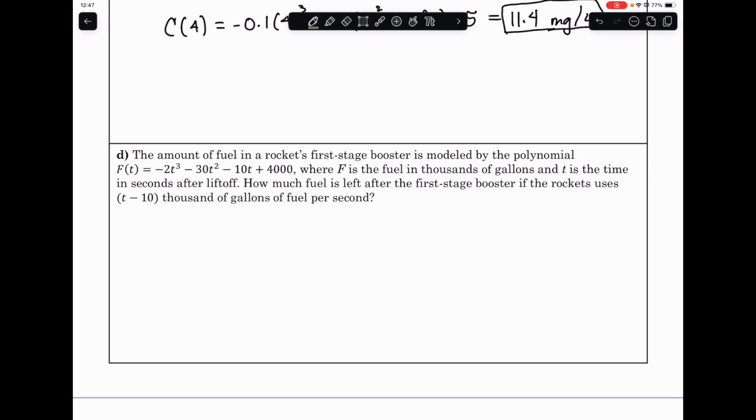Let's now look at a different application of this idea. Here we have that the amount of fuel in a rocket's first stage booster is modeled by this polynomial function f of t, where f is the fuel in thousands of gallons and t is the time in seconds after liftoff. Now, how much fuel is left after the first stage booster if the rocket uses t minus 10,000 gallons of fuel per second? So let's see how much is going to be left if this is the amount that is decreasing.